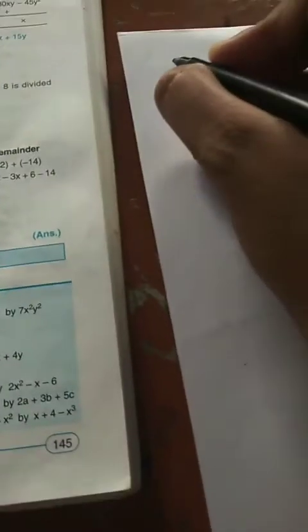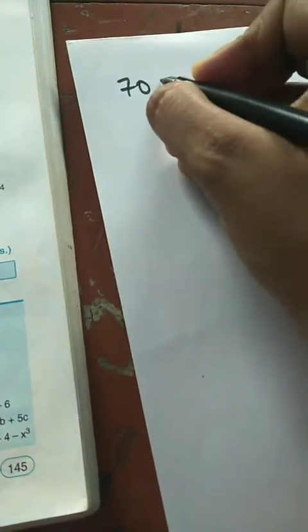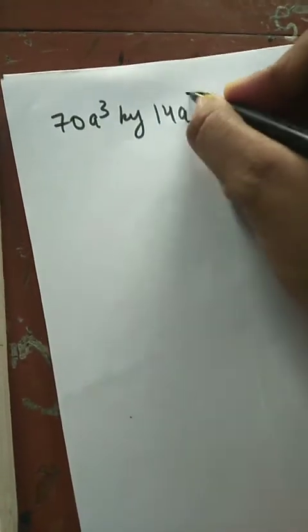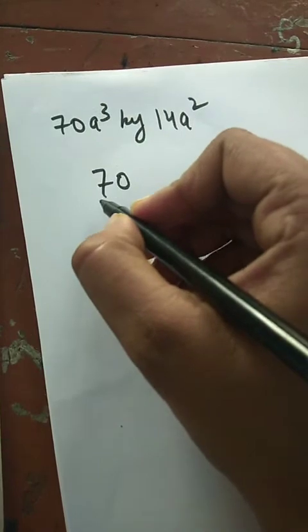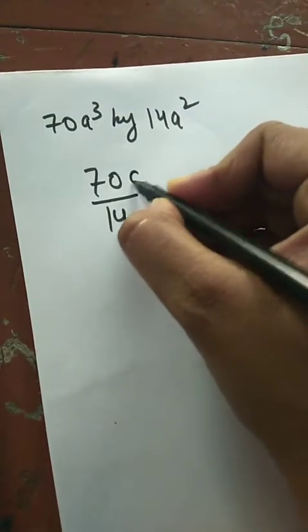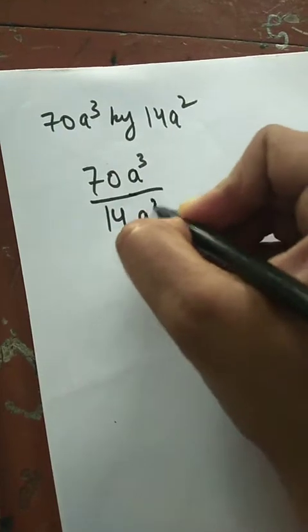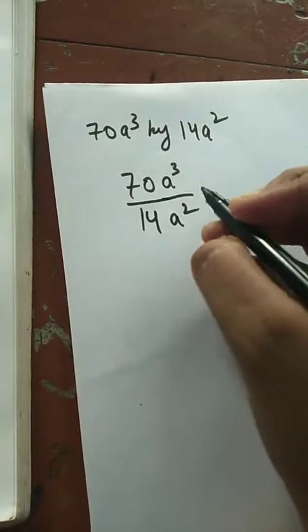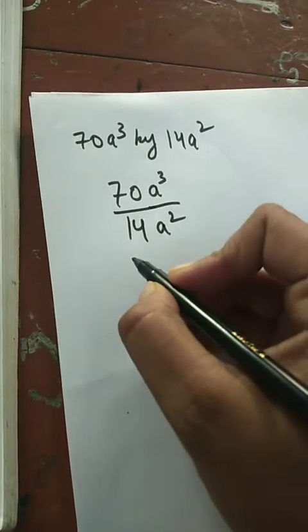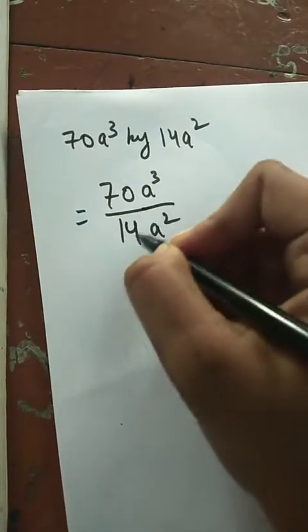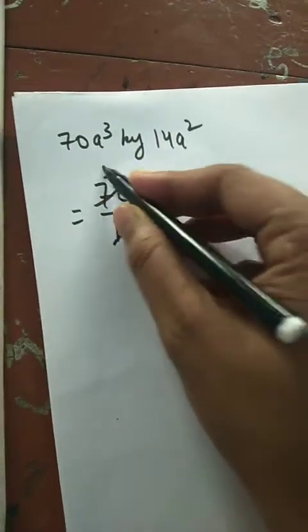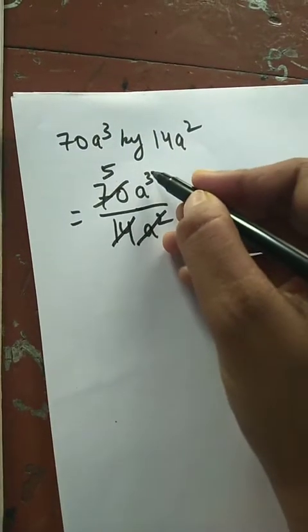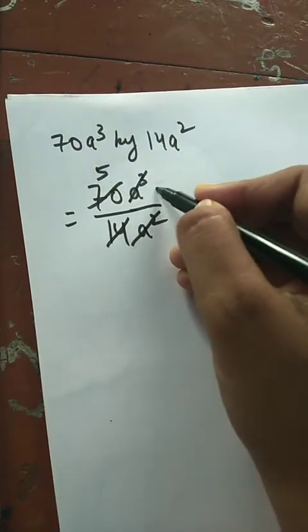In division, what we do, suppose a question is given, 70 a cube by 14 a square. So we will just write 70 here upon 14 and a cube upon a square. So we will just cancel in this. We will write it in denominator and numerator form, and we will cancel. 14 ones are 14, 14 5s are 70, and then here a square will be cancelled with a cube and a will be left.